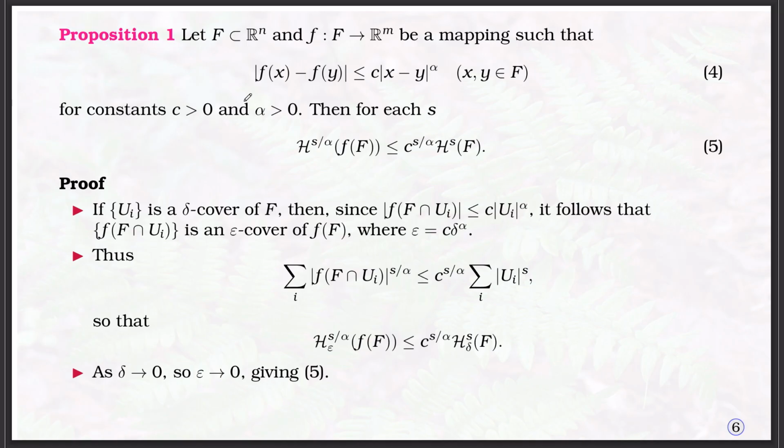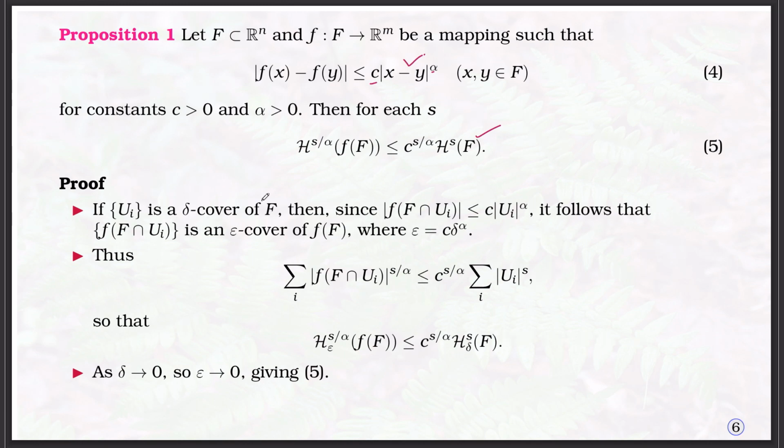That means the second proposition. Let F be a subset of R power n, and let f from F to R power m be a mapping such that modulus of f of x minus f of y is less than or equal to c times modulus of x minus y power alpha. Like that we are defining the mapping f, for any constants c and alpha greater than 0, that means any two positive real numbers. Then for each s, H power s over alpha of f of F is less than or equal to c power s over alpha times Hs of F. We need to prove this one.